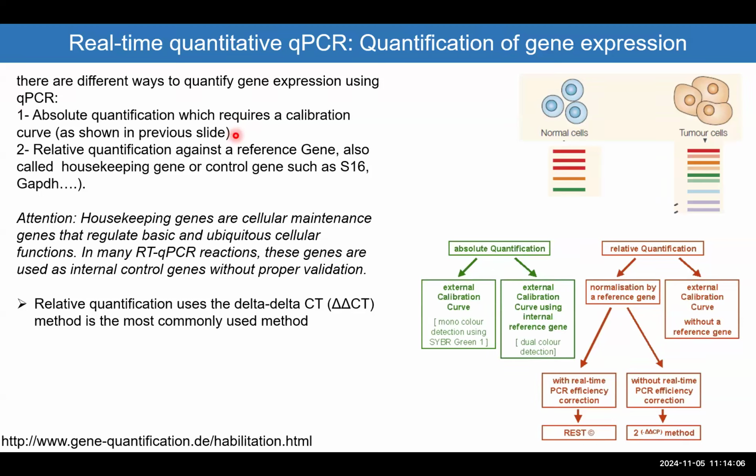The second way is the relative expression. In that situation, you will take a cell and compare it to another cell. And you will say, this gene is expressed 3 times higher compared to that in the tumor cell. So the red gene is expressed 3 times more in the normal cell compared to the tumor cell, or the other way around, the red gene is 3-fold less compared to the normal cells.